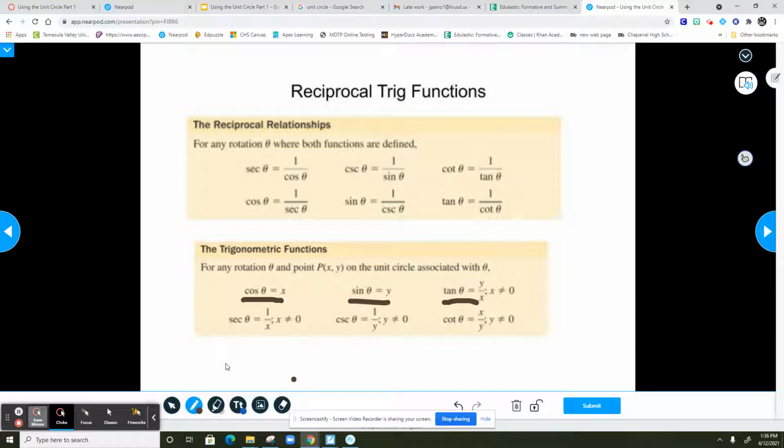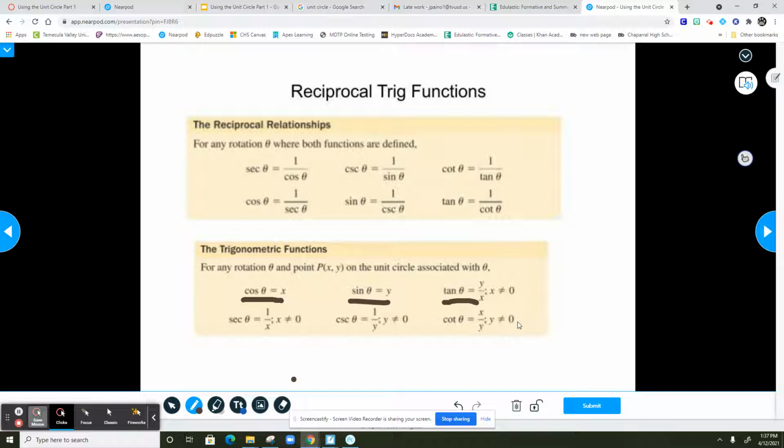Again, remember, no radicals on bottom, no zeros on bottom. Cosecant is just 1 over y, because sine is y. Again, y cannot be 0. y cannot be a radical. If it's a radical, we just got to rewrite it. And then cotangent will just be x over y. Again, y cannot be 0. All right, so those are going to be new for us.